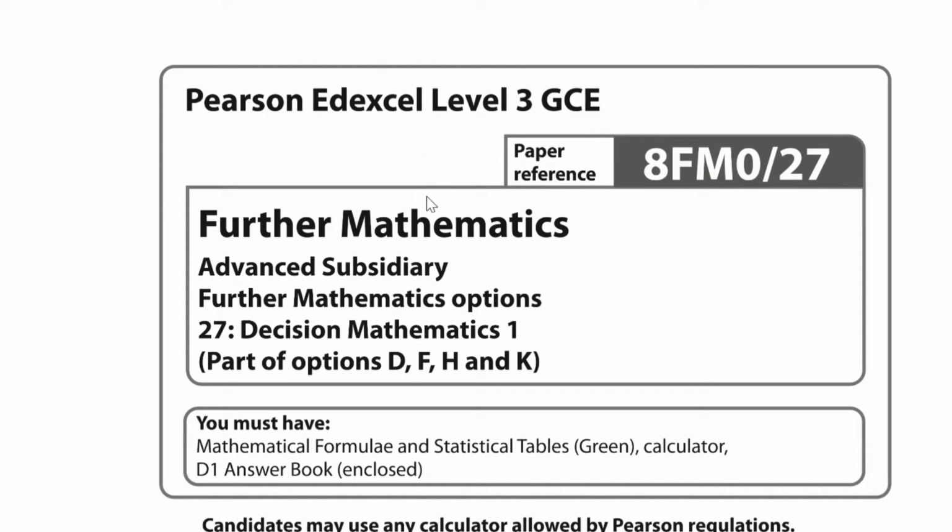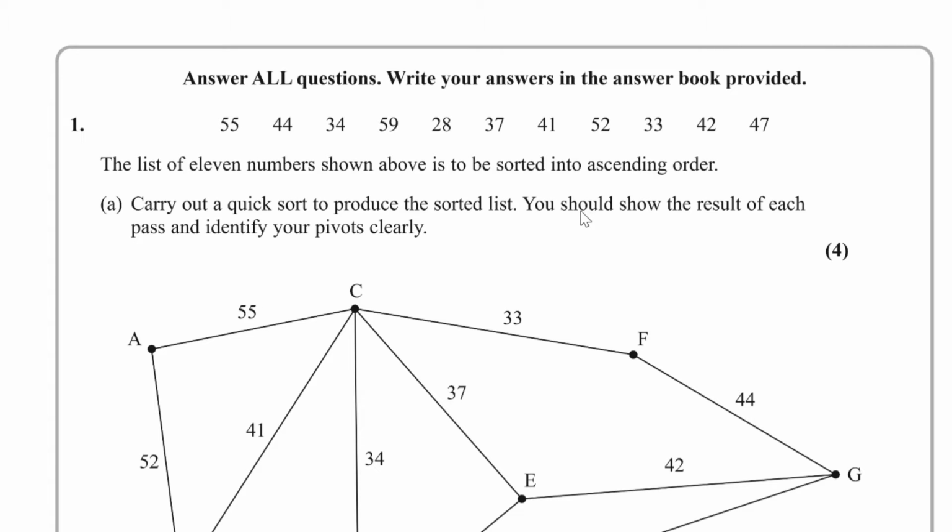This is the EdExcel AS Level Further Maths Paper 2, covering the Decision 1 (D1) module, and this paper is from the 2022 series. Question number 1. The list of 11 numbers shown above is to be sorted into ascending order.